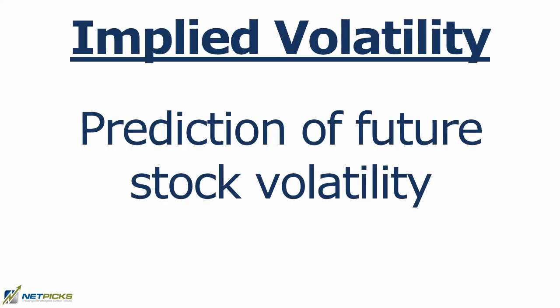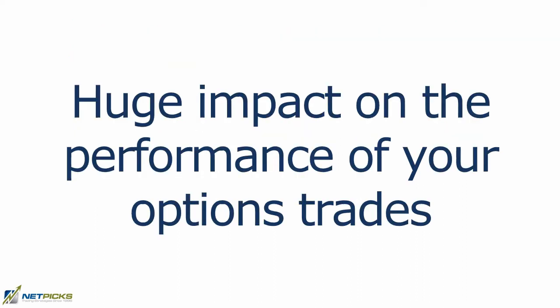What about implied volatility? In simple terms, the implied volatility is a prediction of future stock volatility. It's the value that's being used in the options pricing model to generate the current options premium. Implied volatility is the options pricing factor that a lot of traders overlook, but it has a huge impact on the performance of your trade.